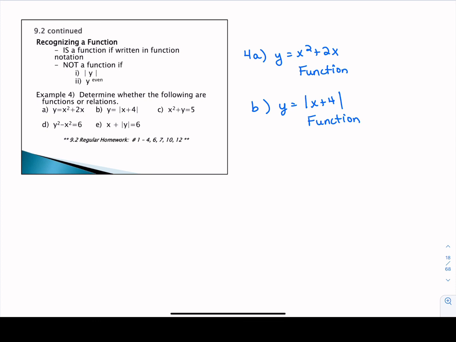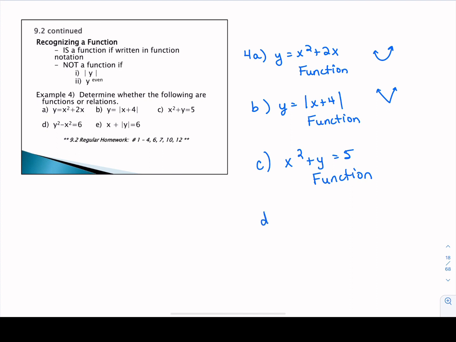By the way, if we were to graph the first shape, it would be a parabola or a U-shaped graph. We'll get into these functions a little bit later, but an absolute value function, or part B, is actually a V-shaped graph. So we've got a V-shaped graph in part B. But again, we'll entertain some of those questions a little bit later. In part C, we have x squared plus y is equal to 5. Again, we're looking for the absolute value of y, or y to an even power. None of those criteria are occurring in this example, so we know once again this is a function.